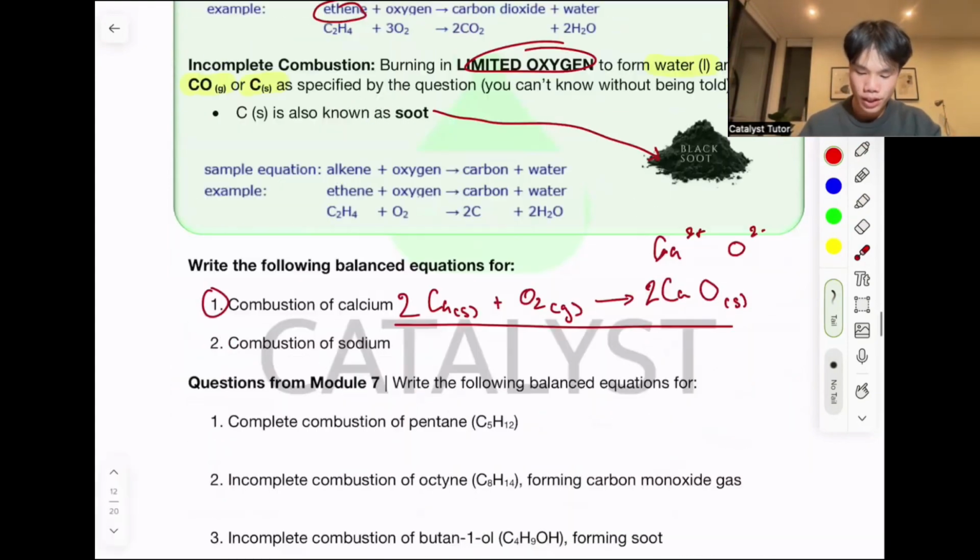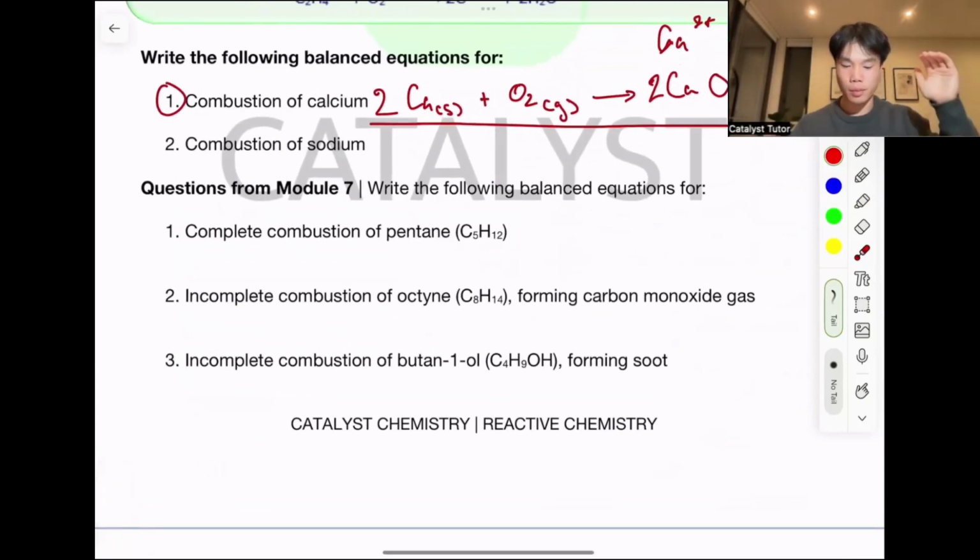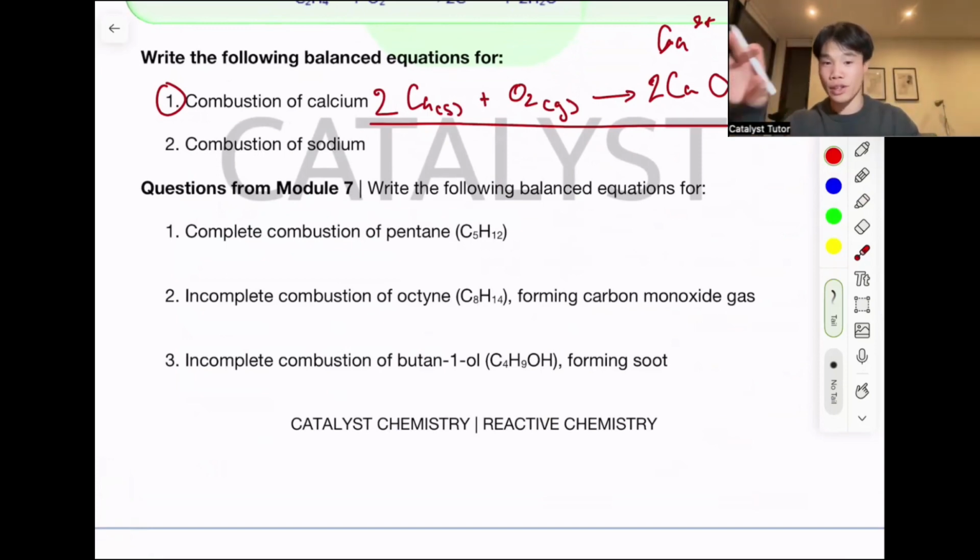So the questions will read something like this below. These are the three cases you'll basically see: complete combustion of this, incomplete combustion of this forming this, and incomplete combustion of this forming soot. So there are three cases. It's always the same. So let's have a go.